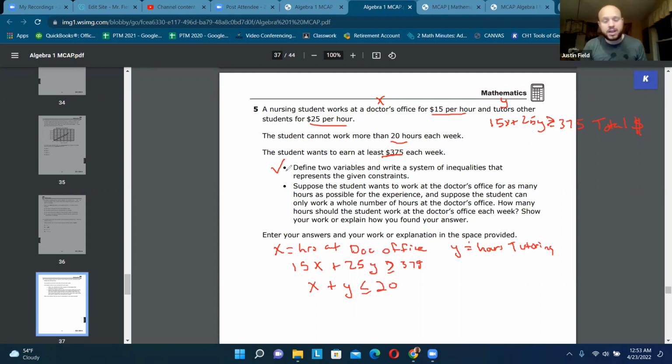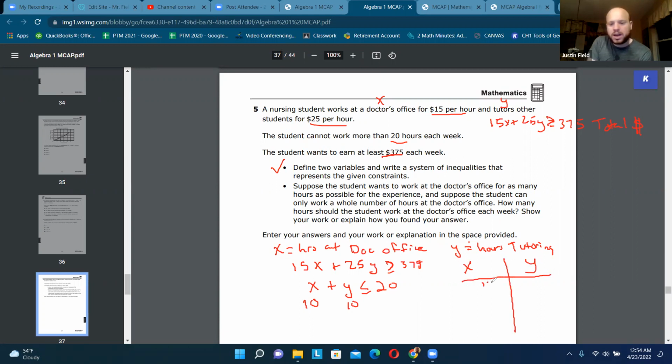It'd be so complicated. But yes, the student wants to work at the doctor's office. But as we can see, they don't make a lot of money there, but they want to get the experience. So they want to tutor only as much as they have to. But okay, so what does that mean? What I think would be the easiest thing to do, even though there are different ways we could do it, is this: there's only 20 hours. So let's just plug in some numbers and make sense of the problem. So if we work 10 and 10, let's make a table.